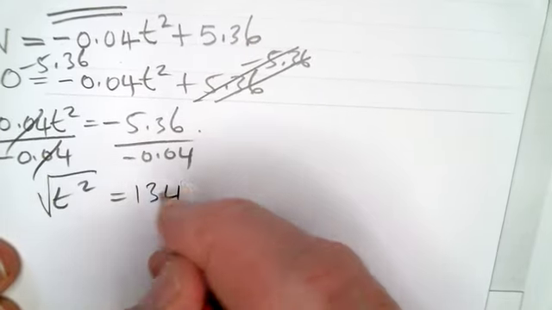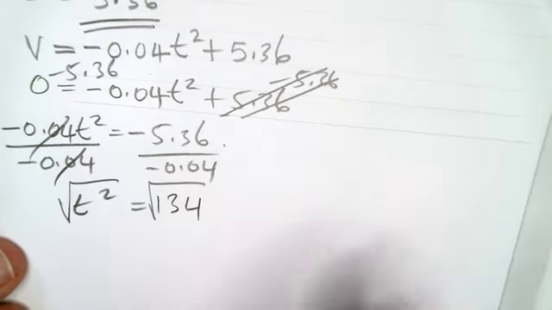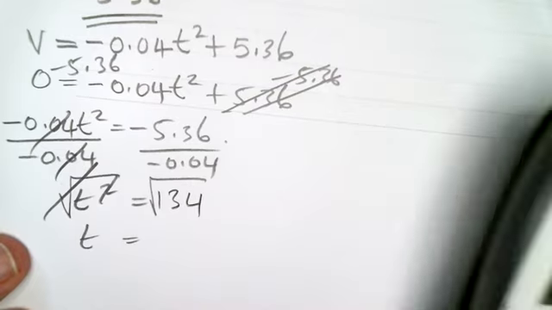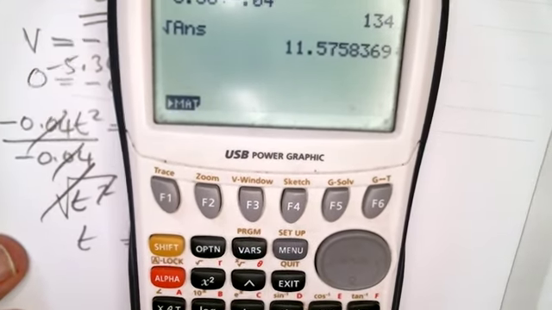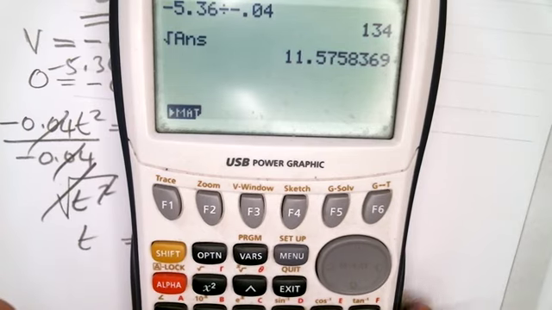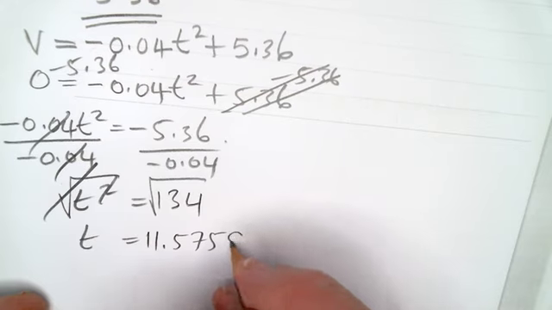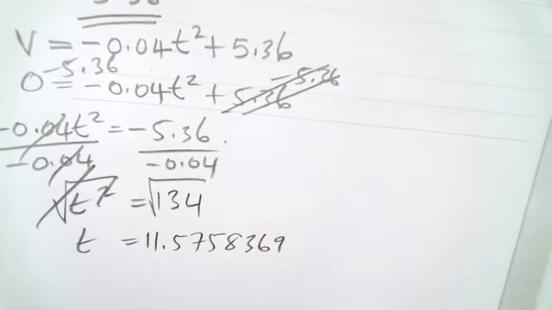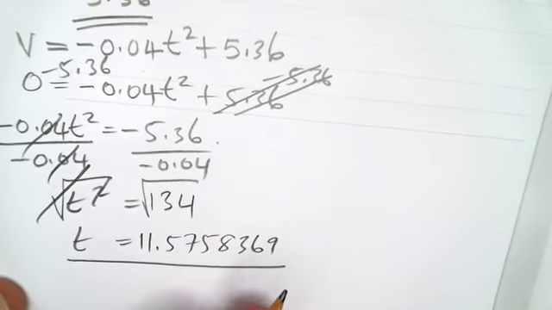So find the square root of both sides. We can't have negative time, so t is going to have to equal the positive square root of that. It cannot be negative. So here we go, and there is our answer, 11.5758369. I think that's exact, by the way. I don't think there's anything else there. But let's just say that's t. So we found t when v equals 0.